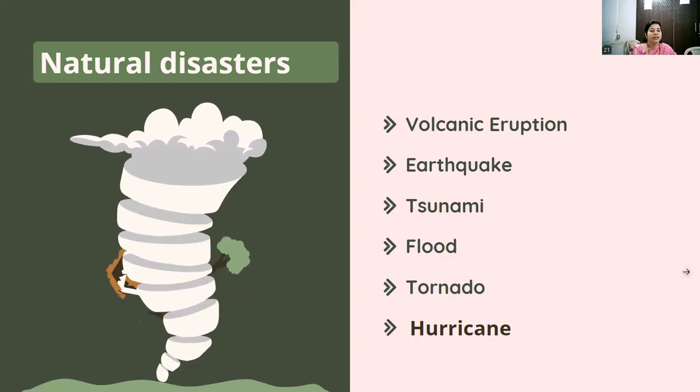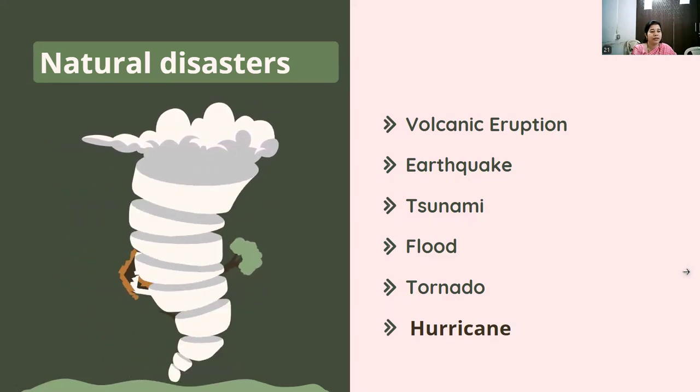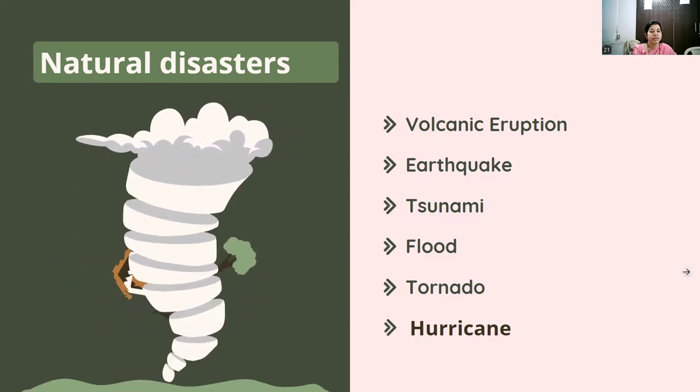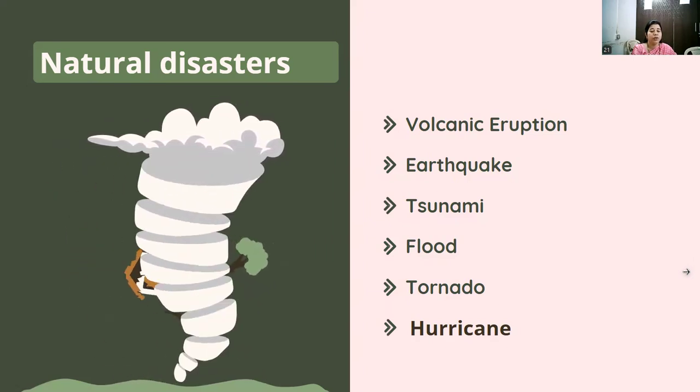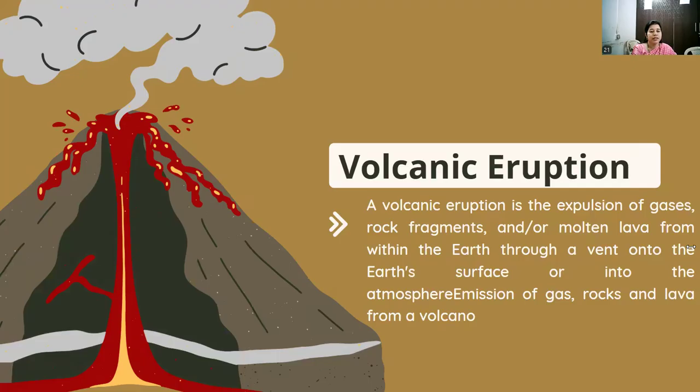Now here we will see the different natural disasters as we have seen earlier in the introductory part: volcanic eruptions, earthquake, tsunami, flood, tornado, hurricane, and there are many more which we see in day-to-day life. Through the picture, we can see the volcanic eruption, how the ashes are coming out and how the lava is flowing out of the Earth's crust. A volcanic eruption is the expulsion of gases, small amounts of rock fragments, and molten lava which come out from within the Earth through a vent onto the Earth's surface or into the atmosphere.